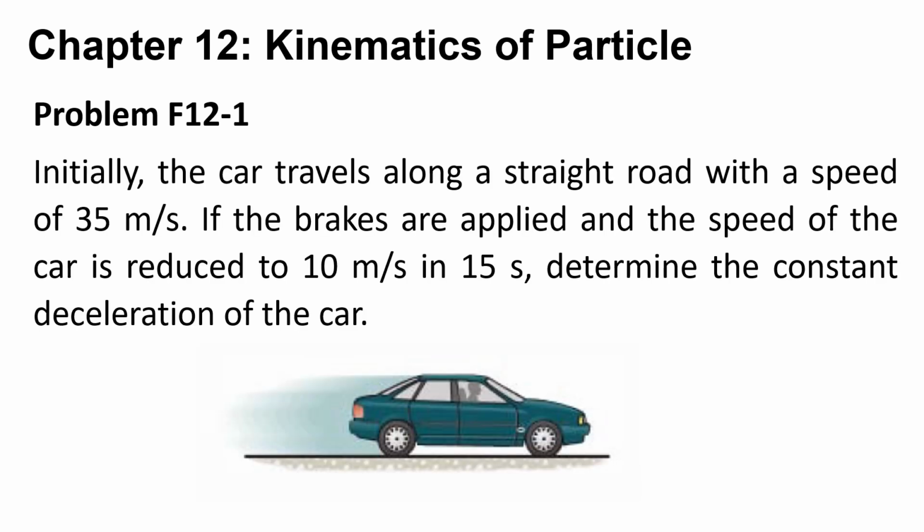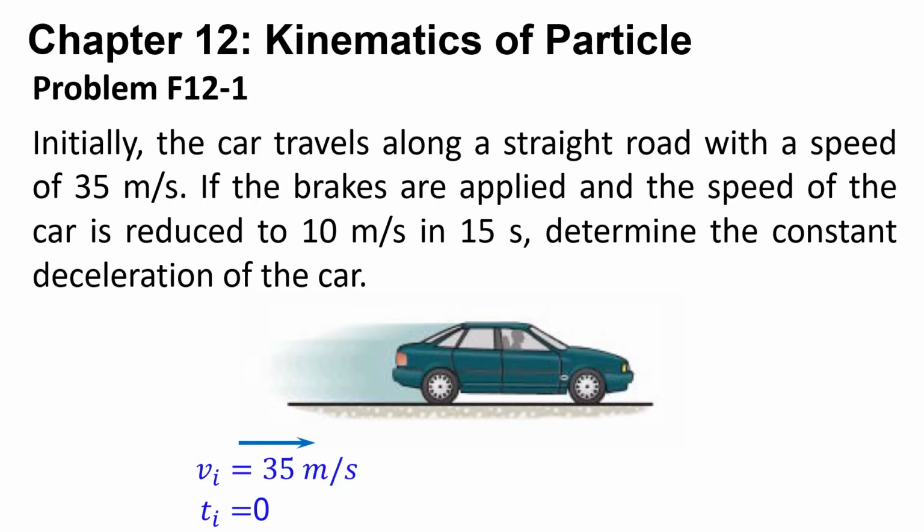Starting with Chapter 12, Kinematics of Particles. Problem F12.1. Initially, the car travels along a straight road with a speed of 35 meters per second. If the brakes are applied and the speed of the car is reduced to 10 meters per second in 15 seconds, determine the constant deceleration of the car.